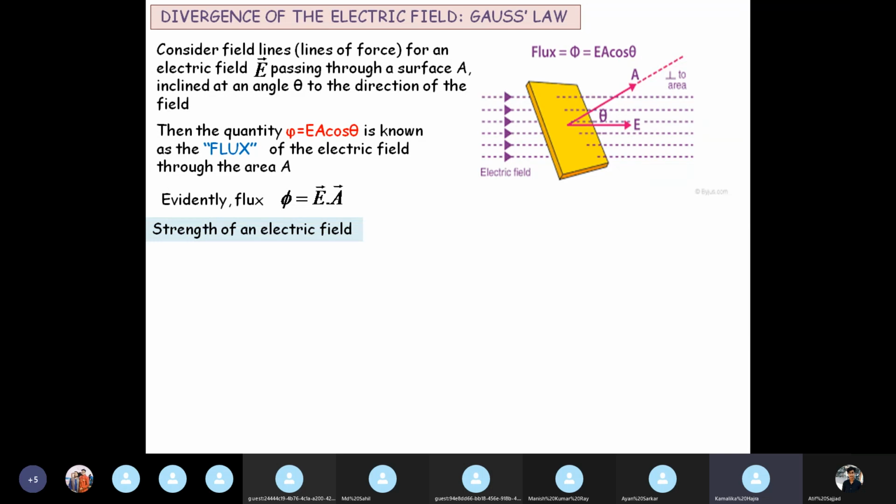Now, how do we get the strength of an electric field? We know that the strength of an electric field is proportional to the density of the field lines, right? Strength of an electric field will be obtained if we see the number of field lines passing through a particular area. Okay, density means number of field lines per unit area.